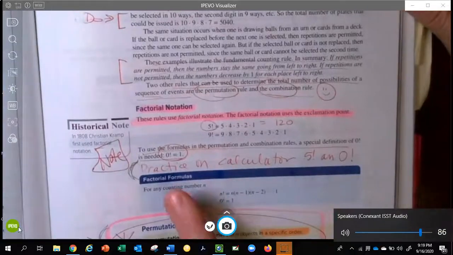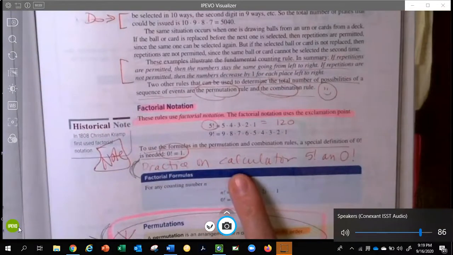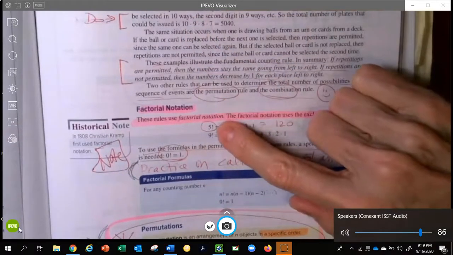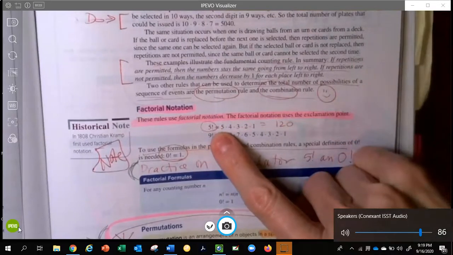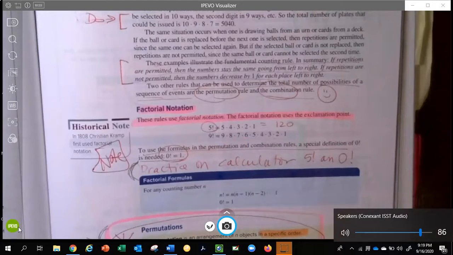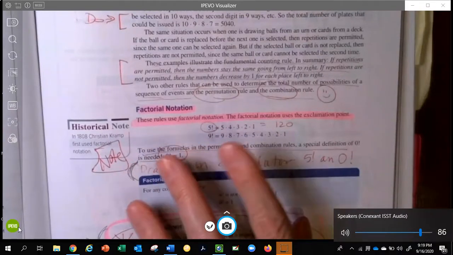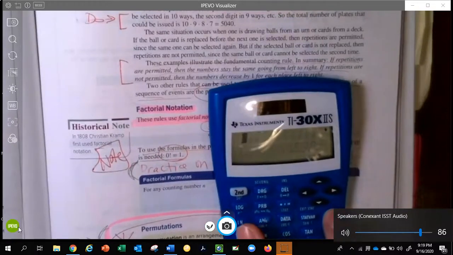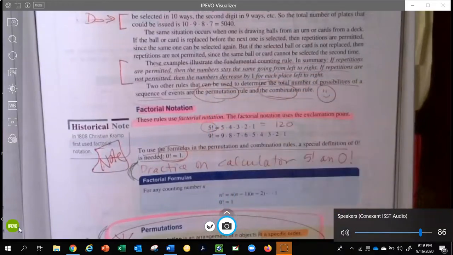I also want to get you to grab your calculator. We're going to be doing a lot with factorials. And on factorials, it's just the exclamation mark. And as you see here, 5 factorial, you start at 5, and you multiply everything to it all the way down to 1. And so multiplying out 5 times 4 times 3 times 2 times 1 is 120. But I'd like you to go ahead and find the button on your calculator.